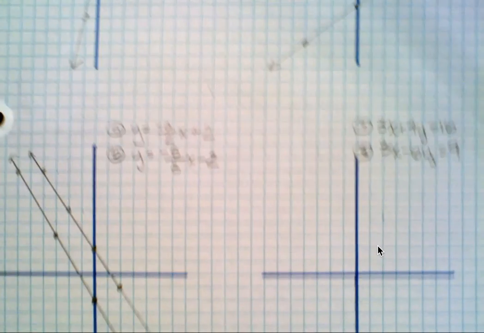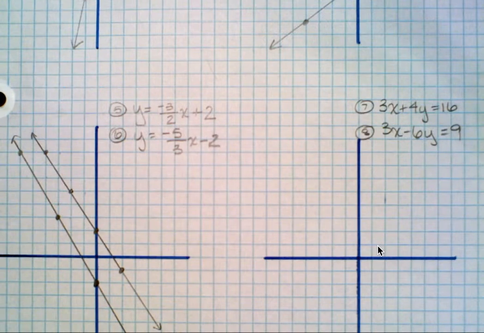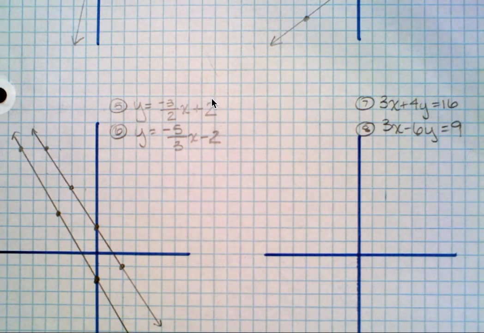Examples 5 and 6, same thing. Plot my y-intercept, which is this number here. Now you notice all of these are in the form of y equals. It has to be y equals. Once I have that, then I have my y-intercept and my slope, and I can go ahead and graph those.